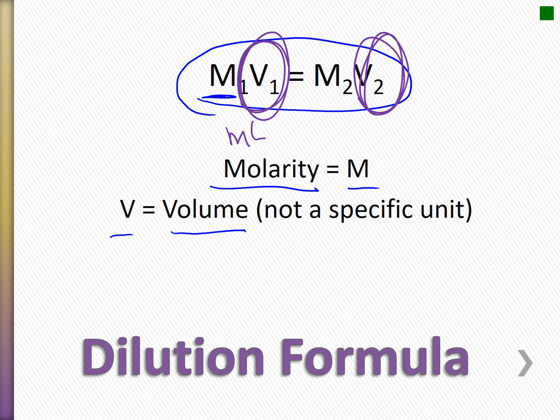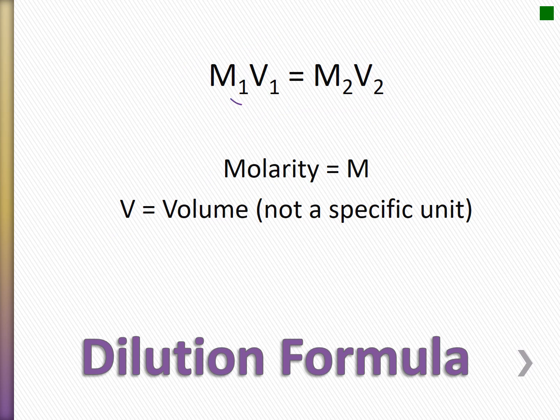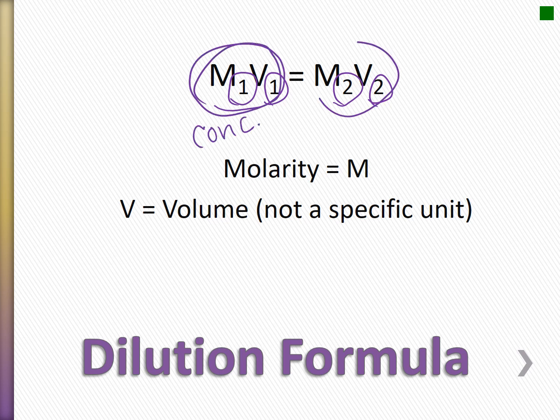So if I use milliliters, that's fine, but my volume on the right had better be in milliliters. If I use liters, that's fine, but it better be liters on each side. Okay, it doesn't matter which one you use as long as they are consistently the same for that individual problem. It also does not matter which one you assign as M1, V1 or M2, V2. Typically M1 and V1 are the more concentrated ones, and M2, V2 are the more dilute ones, typically.